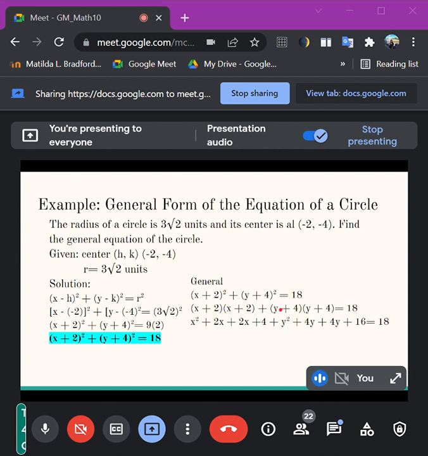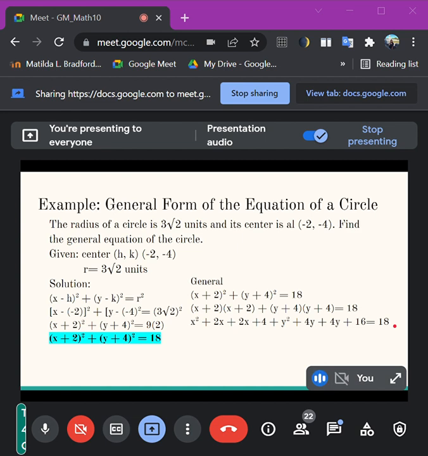Ano na po sa pikas? Y plus 4 times y plus 4. So, y times y is y squared. Y times 4, that is 4y. 4 times y, that is 4y. 4 times 4, that is 16, equals 18.